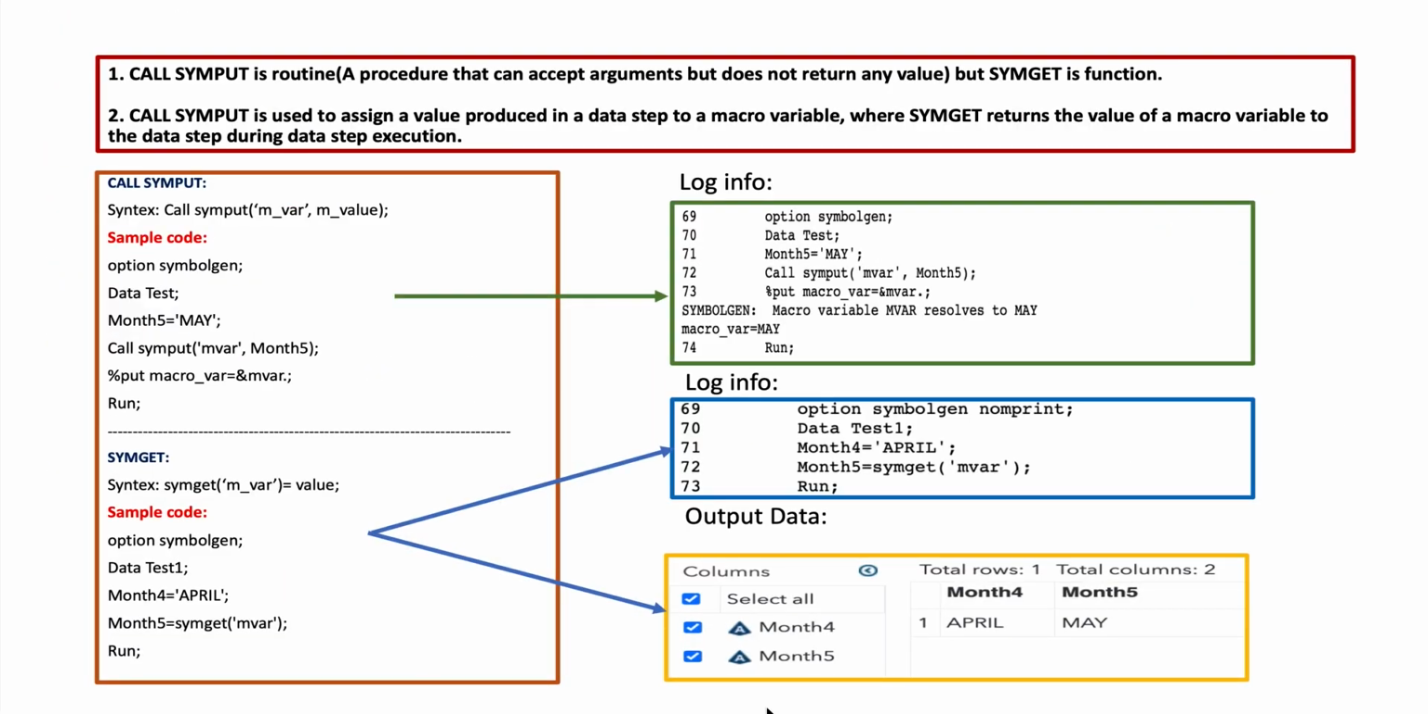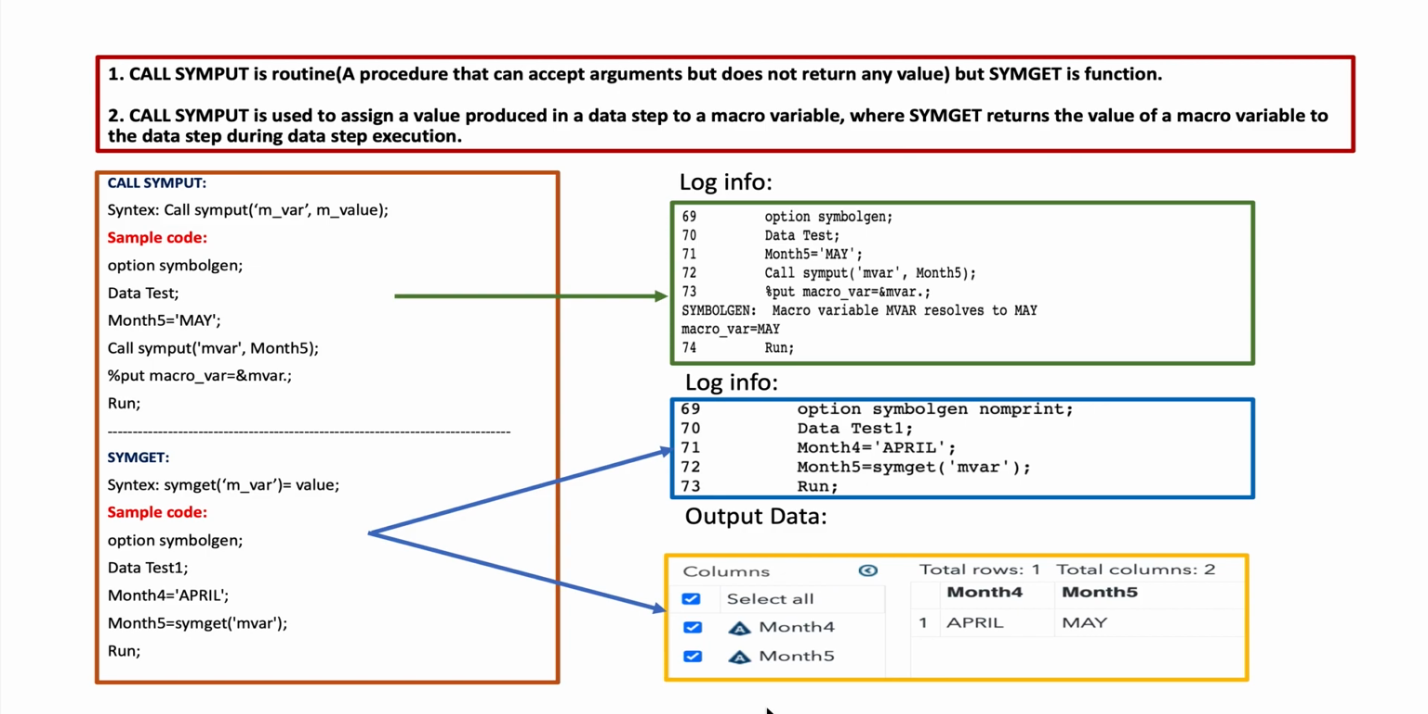There are following differences. Number 1, CALL SYMPUT is a routine. That means a procedure that can accept arguments but does not return any value. But SYMGET is a function. That means it accepts arguments and also it returns a certain value. Number 2, CALL SYMPUT is used to assign a value produced in a data step to a macro variable, whereas SYMGET returns the value of a macro variable to the data step during the data step execution. We have the following example. First one, CALL SYMPUT.